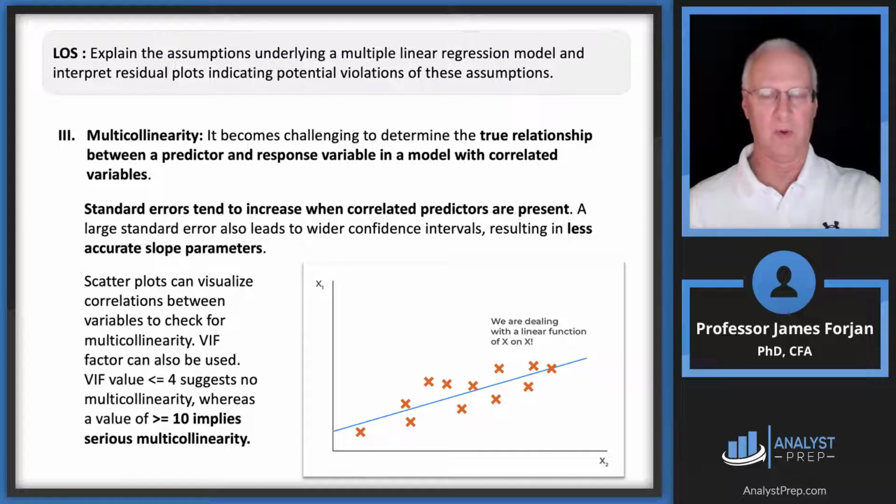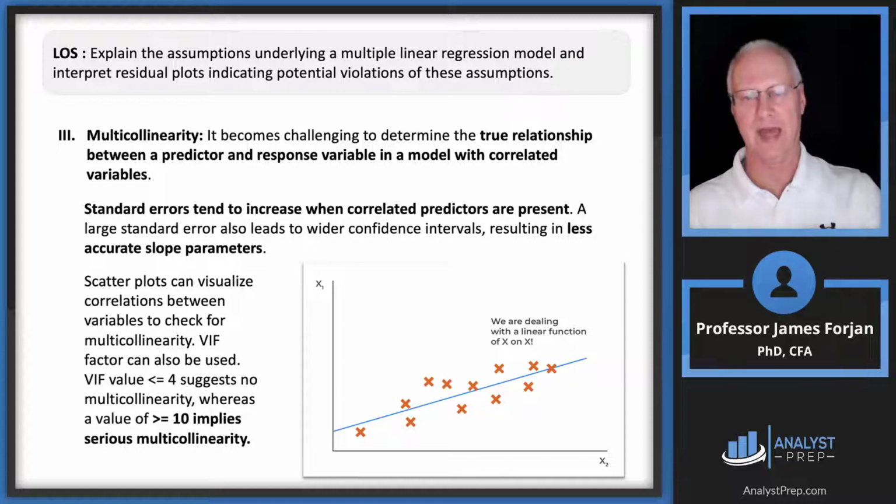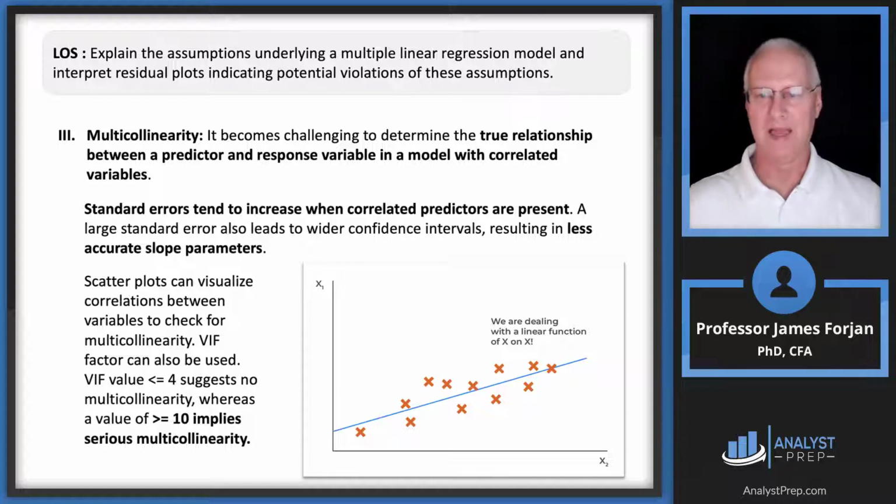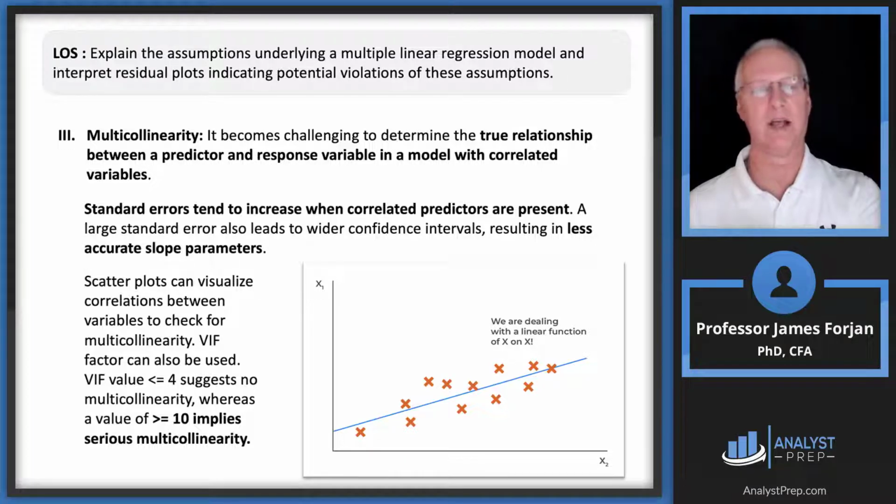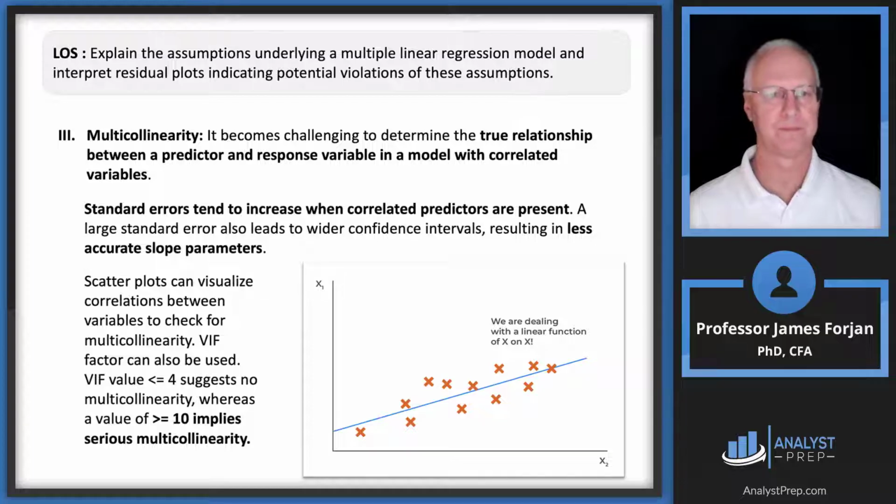What's the point here? The point is to be able to look at a graph like this and say, oh yes, when x2 increases, x1 increases, and it does it in a linear fashion. That's clearly a violation of this multicollinearity assumption.